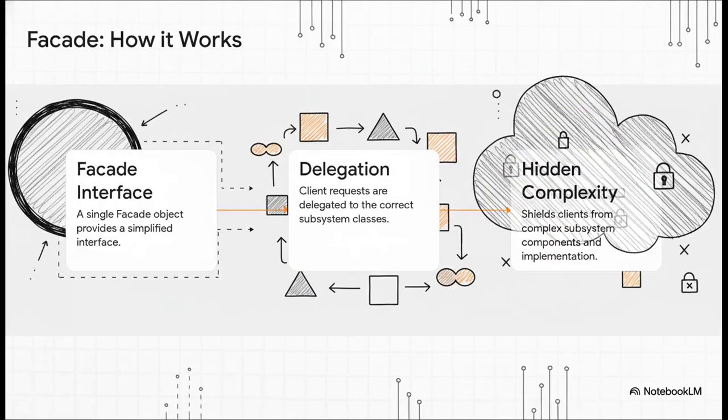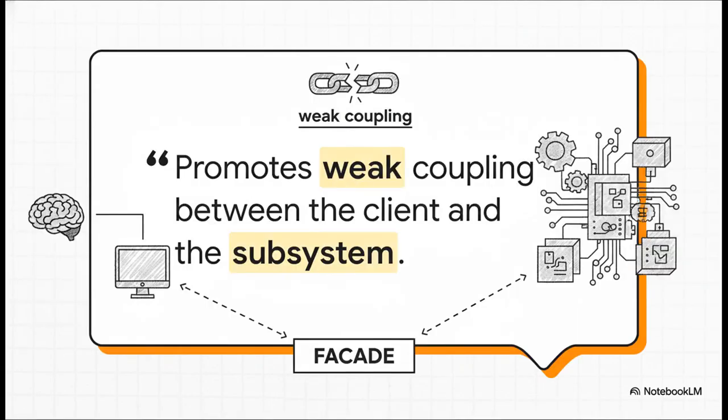So how does this actually translate to code? Well, you create a single facade object that gives you a clean, simple set of methods to call. When your code calls one of those methods, the facade object turns around and delegates that request to all the right parts of the complex subsystem, completely shielding your client code from all those messy implementation details. And the most important benefit here, the real magic, is that it promotes what's called weak coupling.